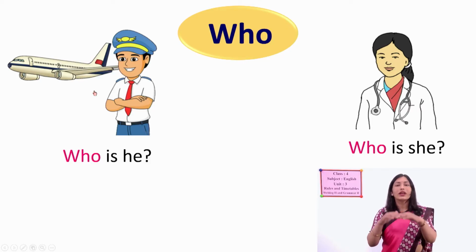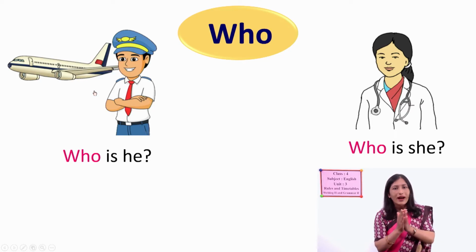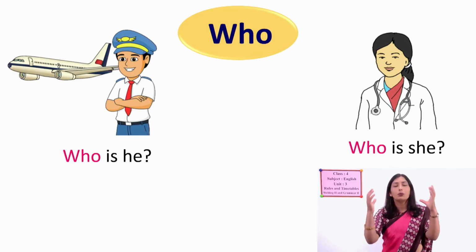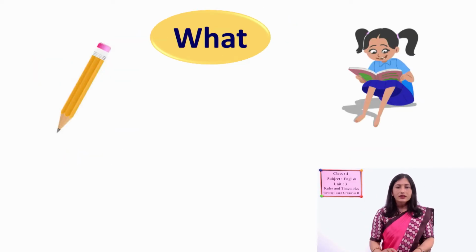Now you can ask questions using who about people. So when you have to ask a question about people, you can use who. Who is he? Who is she? Who is the boy wearing a suit? Who gives you sweets? You can ask questions using who about people. Now look at another question word.